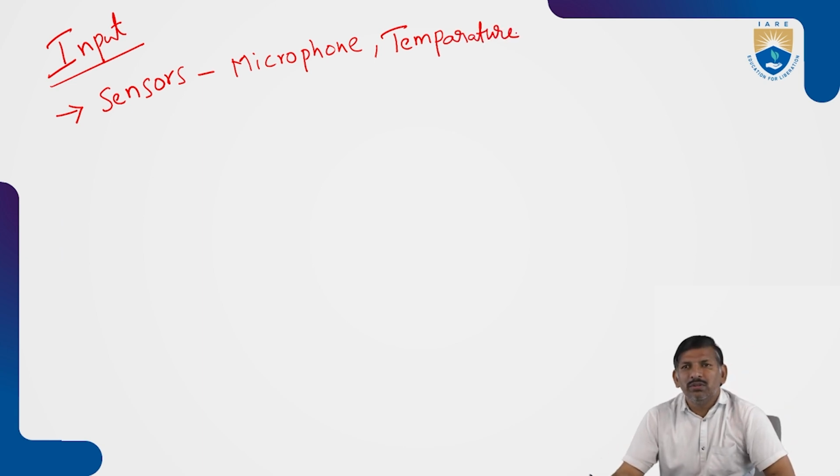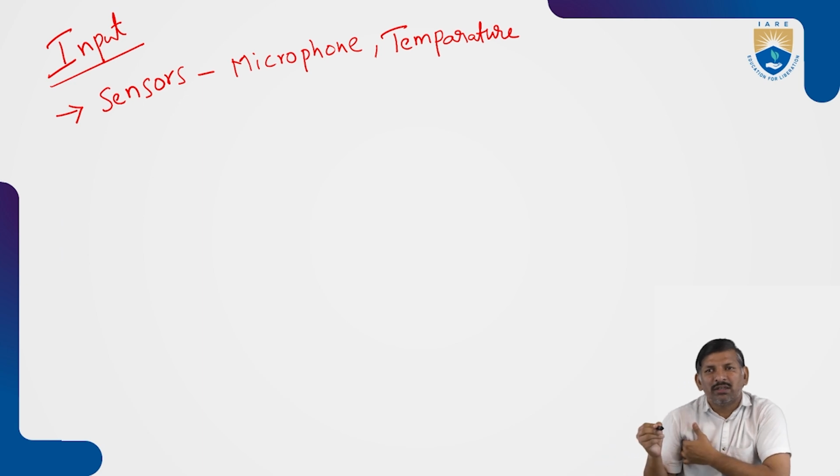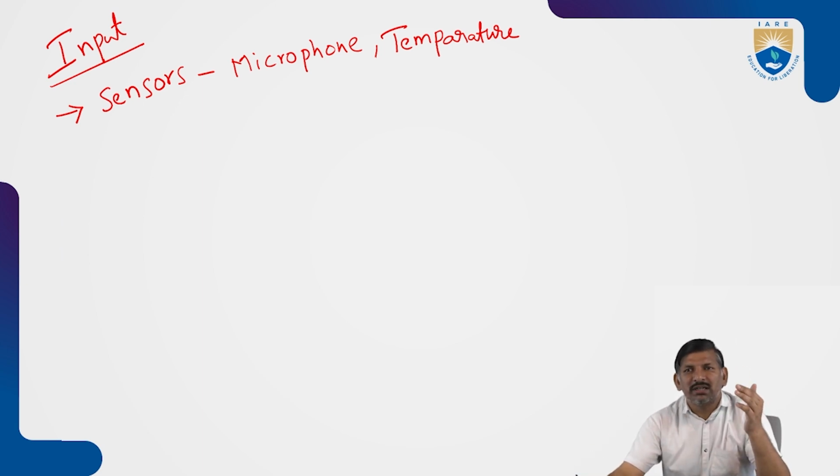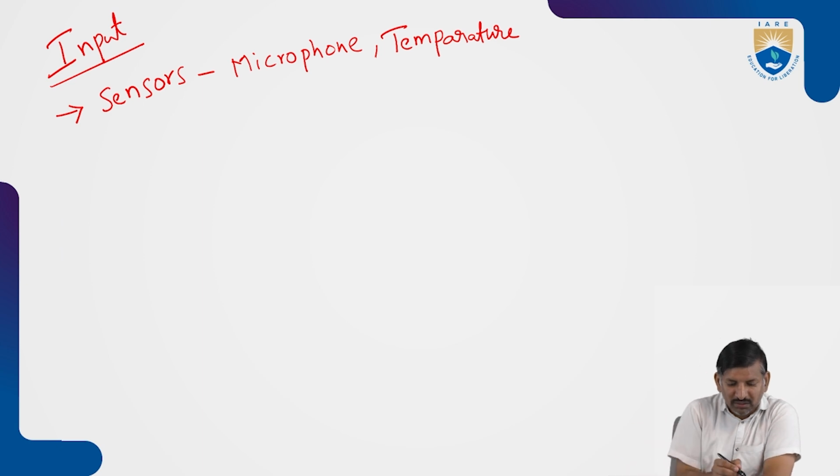Next, temperature sensor. It will measure the current room temperature, whatever it may be. Suppose if you keep the sensor on the body, it will take the body temperature. Or if you want to measure the room temperature in the case of air conditioners, it will measure the current room temperature. Like that. And we can use a keypad.